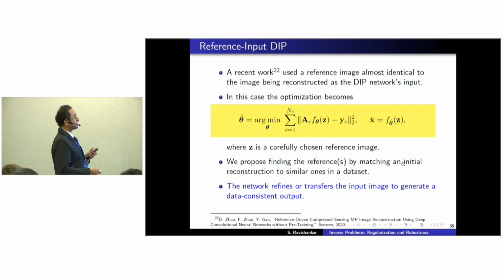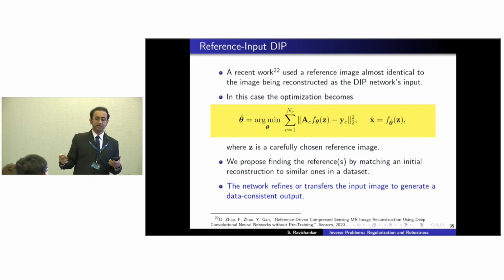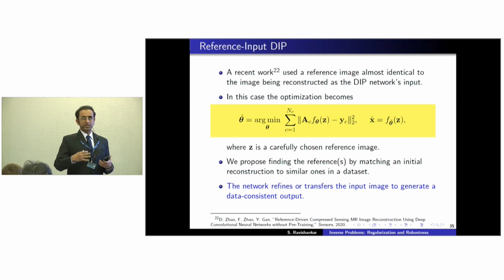And in practice, how do you find this reference? If you have a collection of images and you only have highly undersampled measurements of a patient that you've scanned, then probably the best you can do is get a reconstruction by some existing algorithm and then compare it to your database to find a reference that's similar. So that's what we did in our experiments.